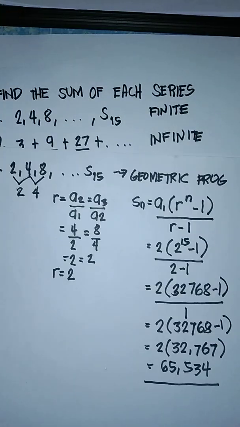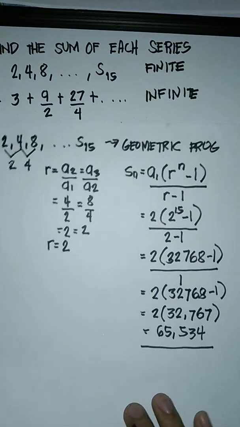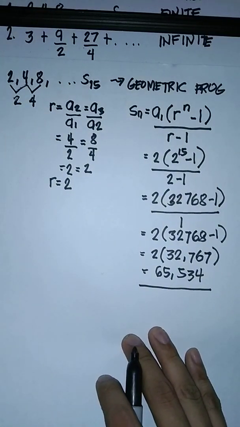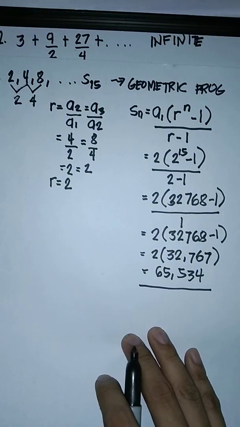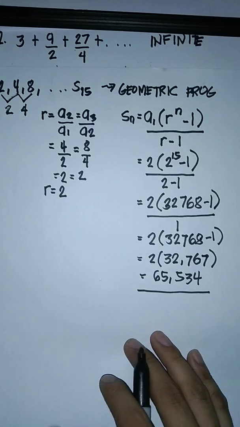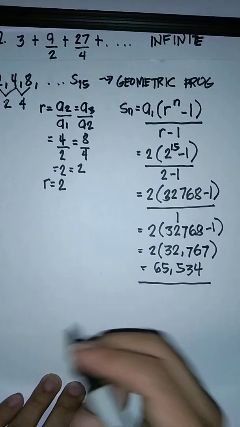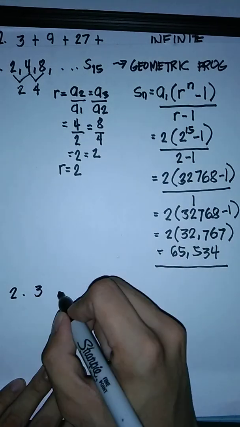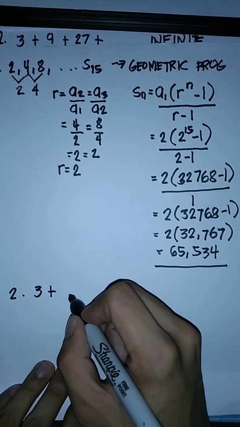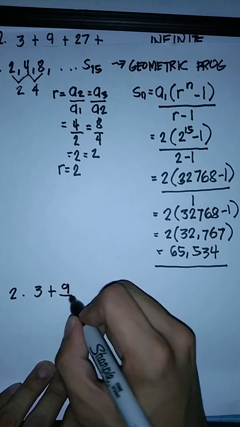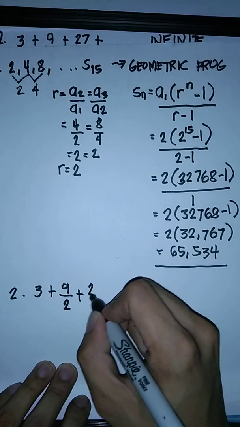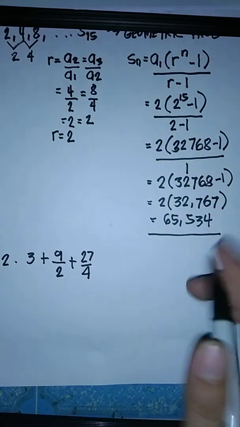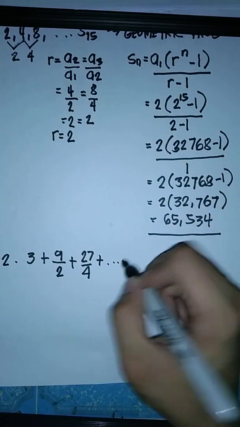So, yung given natin sa number 2 is that we have 3 plus 9 over 2. Kokopyahin ko lang. 3 plus 9 halves plus 27 over 4. So, paano naman to? Since siya ay infinite.